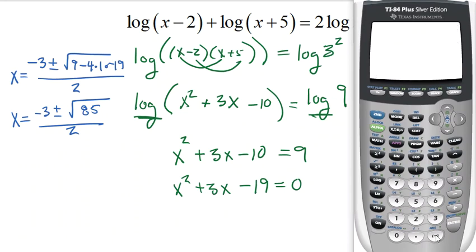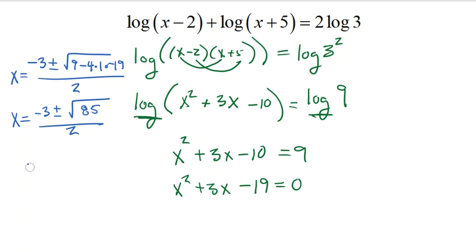All right, so let's do the calculator. Negative 3 plus the square root of 85. Remember, do the numerator first. Divide by 2. So that gives me 3.11. And I'm like, okay, I like 3.11. If I plug that in to either one of the logs in the very beginning, I do not get a negative or 0. So 3.11 works. I could plug that in here. I could plug that in here.